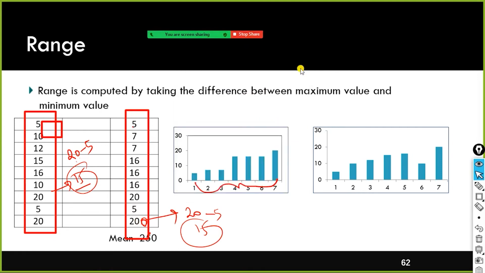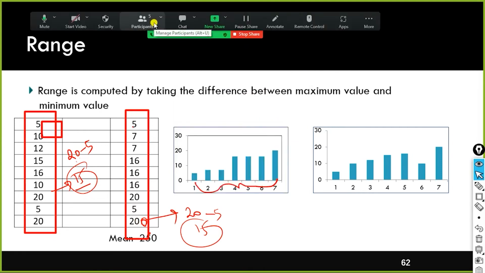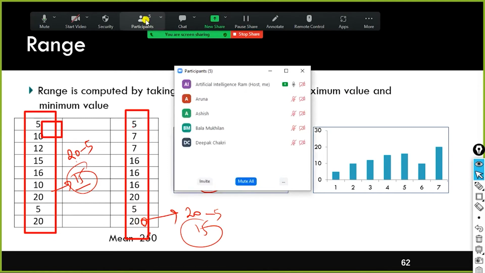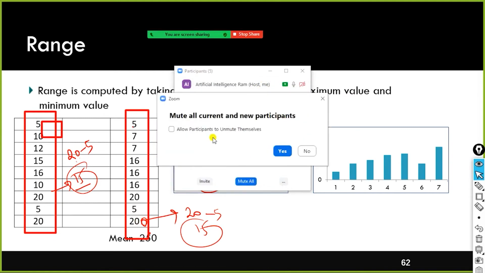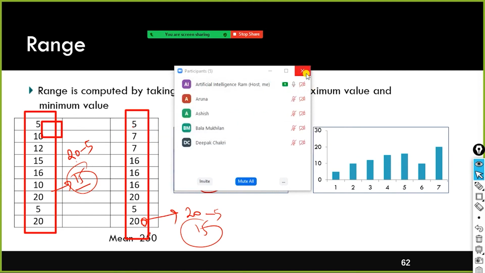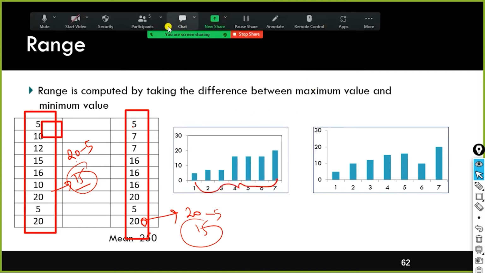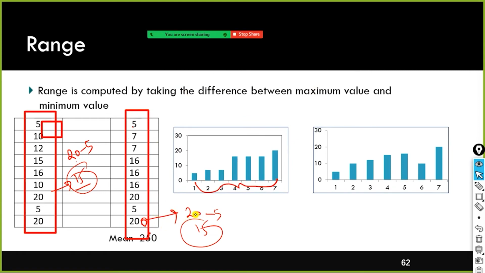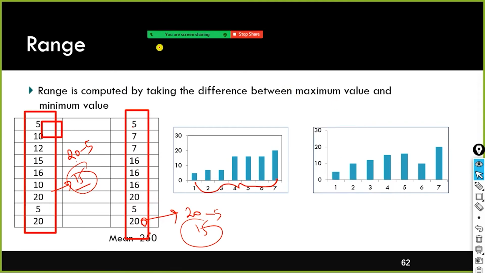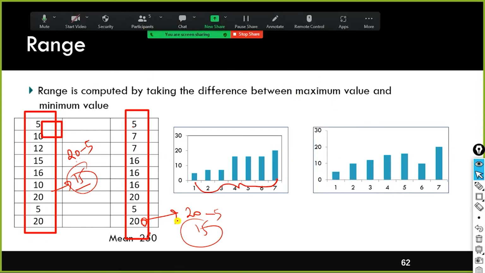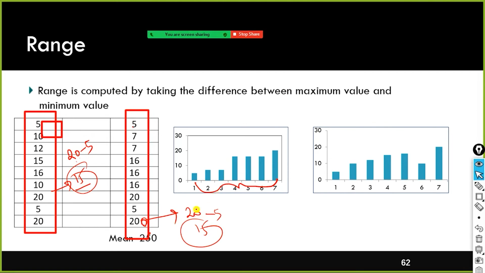Yeah, Deepak, you typed it quickly. How about others? How about others? What is the range here? Can you please make it fast, guys? See, if you concentrate here and can answer it quickly, we can speed up. Aruna, what is the range here? Can you make it fast?